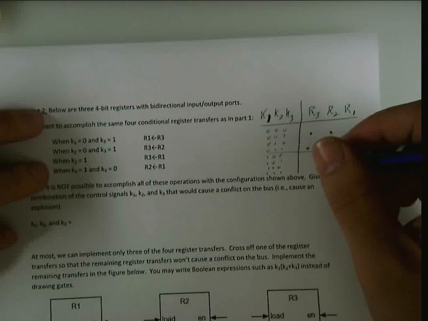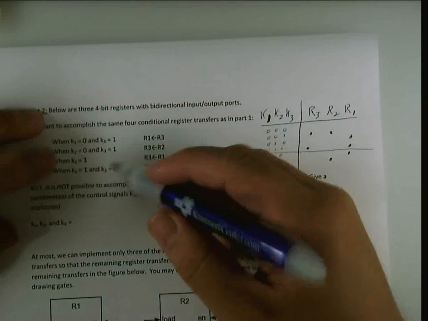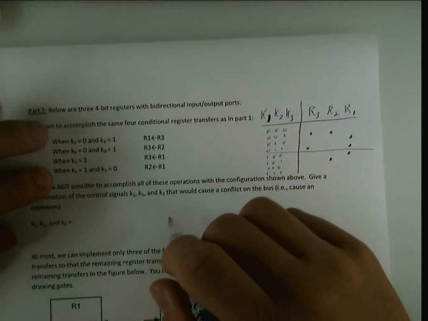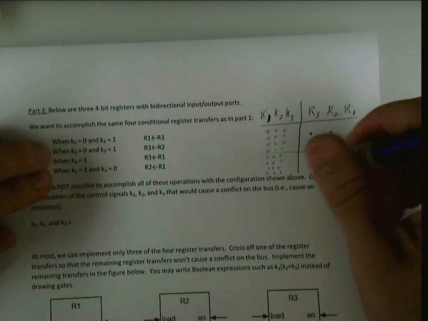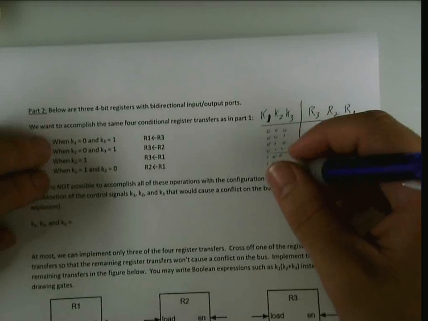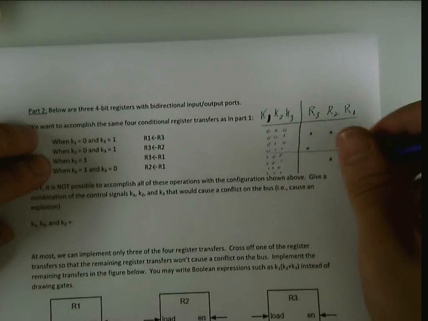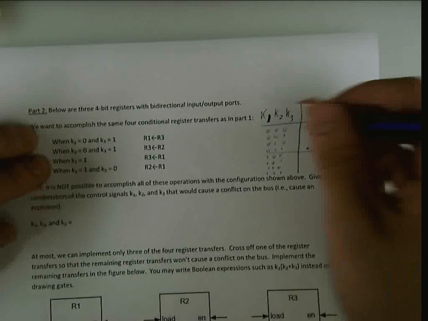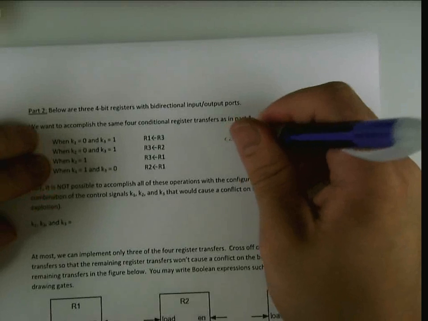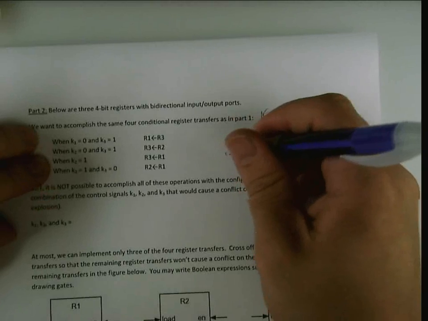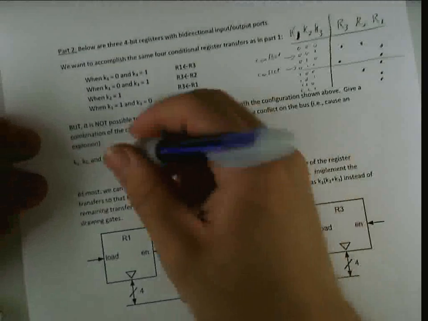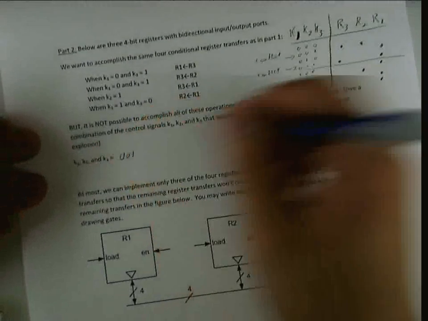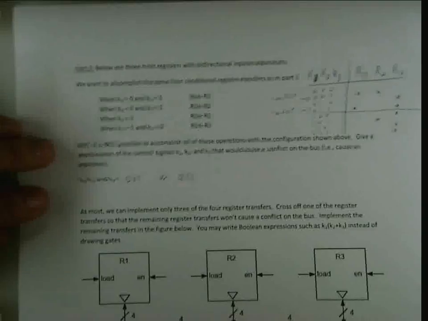And then we got 1, 1, 0. This can be on, this can't be, this can't be, this can be, but these are both R1, so that's not a problem. And then 1, 1, 1, these two can't both be on, this can be on, so R1 is on the bus. So we have a conflict here, and a conflict here. So K1, K2, K3 of 0, 0, 1 or 0, 1, 1 would cause a conflict.